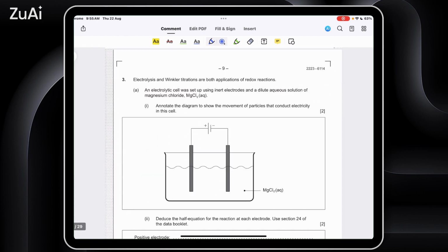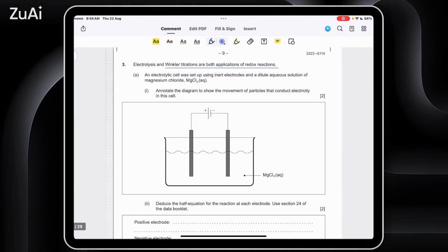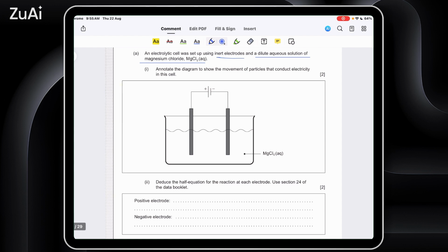Electrolysis and Winkler titration are both applications of redox reactions. An electrolytic cell was set up using inert electrodes and dilute aqueous solution of magnesium chloride. Annotate the diagram to show movement of particles that conduct electricity in the cell. So what are in the cell? Magnesium chloride has the magnesium ion and chloride ion. Since it is aqueous, it has hydrogen ions and hydroxide ions.